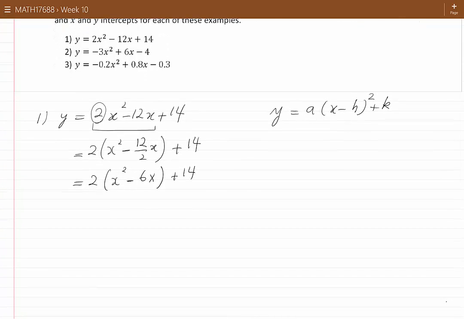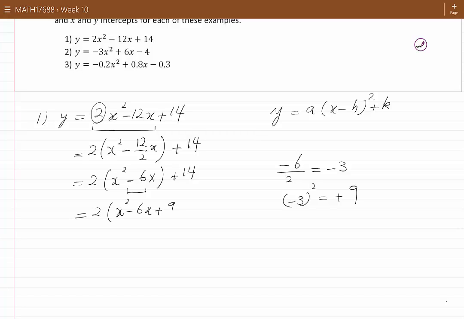Now let's look at the coefficient of x. It is minus 6. Divide the coefficient of x, which is minus 6, by 2 and you would get minus 3. Now square minus 3 and you would get plus 9. Add a 9 and subtract a 9 inside the bracket. Because I added a 9 and subtracted a 9, the total does not change.